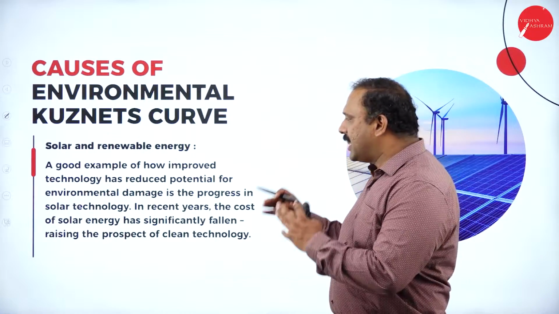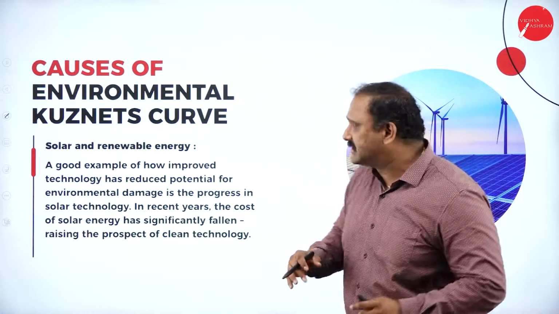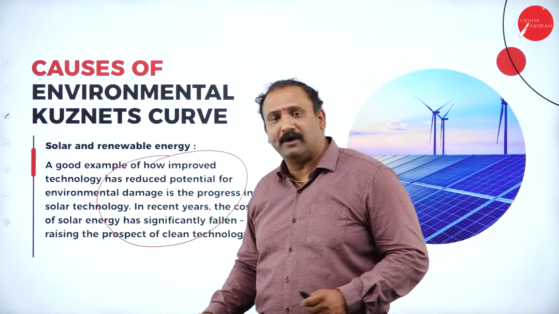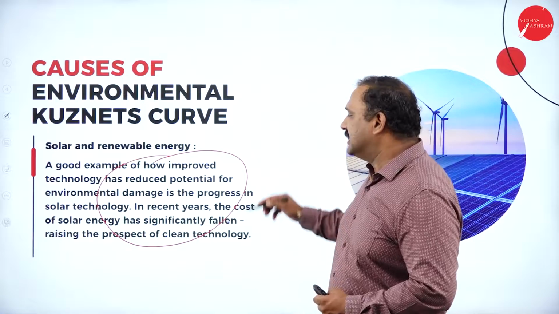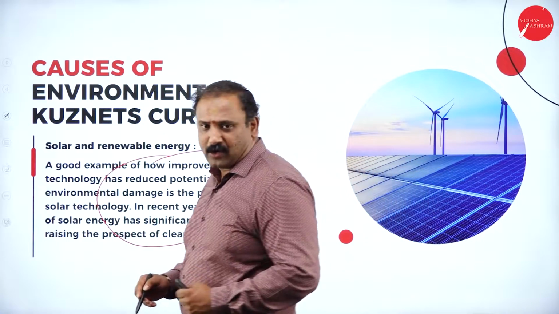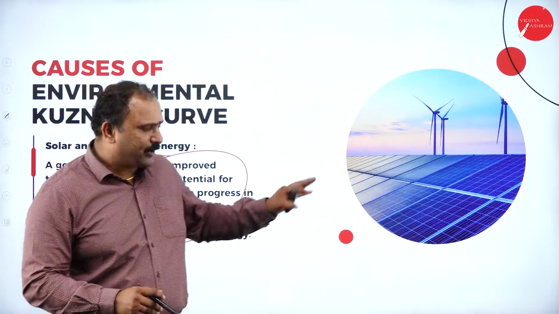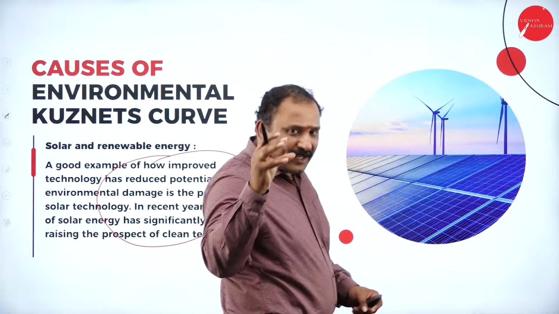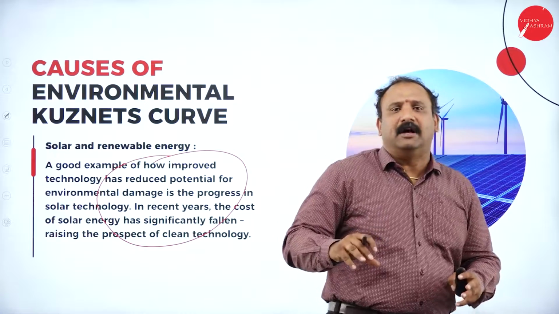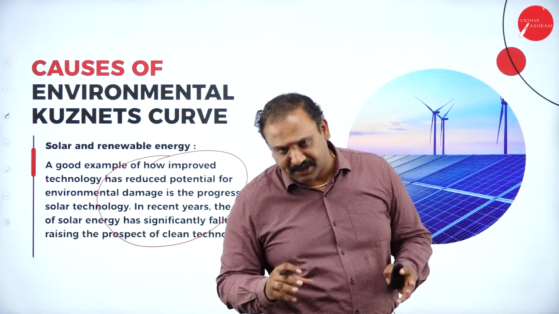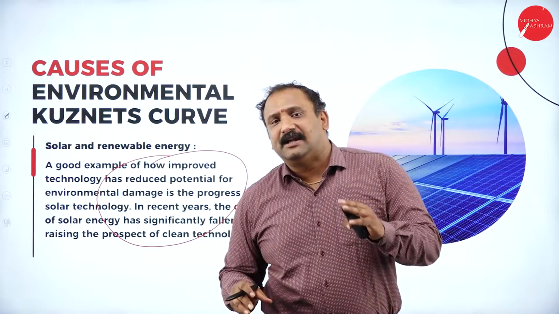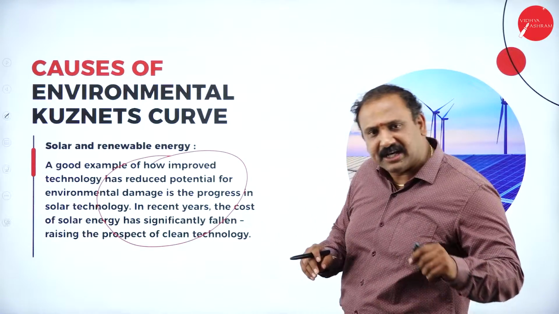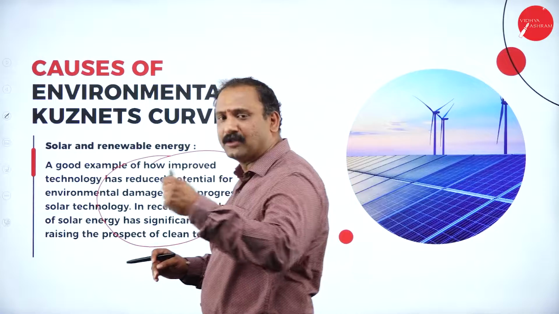Followed by solar and renewable energy, a very good example of how improved technology has reduced the potential for environmental damage is the progress of the solar technology that we have been speaking about. Now, when you look into the solar world altogether, though we were the people who believed in the science of solar energy, still there was a time when we deviated from solar energy and started concentrating too much on fossil fuels.